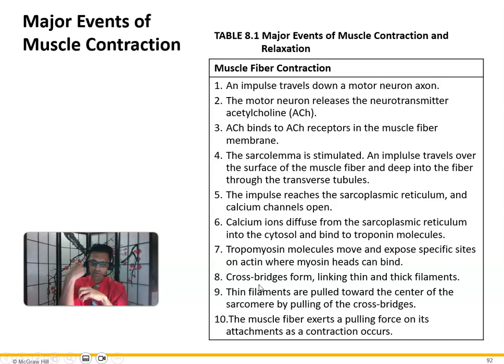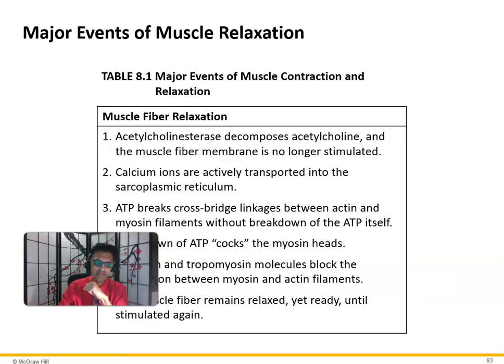The cross bridge forms, linking the actin and myosin. Thin filaments are pulled toward the center, so it's pulling the actin, okay? And then the muscle fiber exerts a pulling force on its attachment as it contracts. Now remember, hundreds and thousands of these are going on, and this is just one example. You need everything to work together. Well, then how do we relax it?